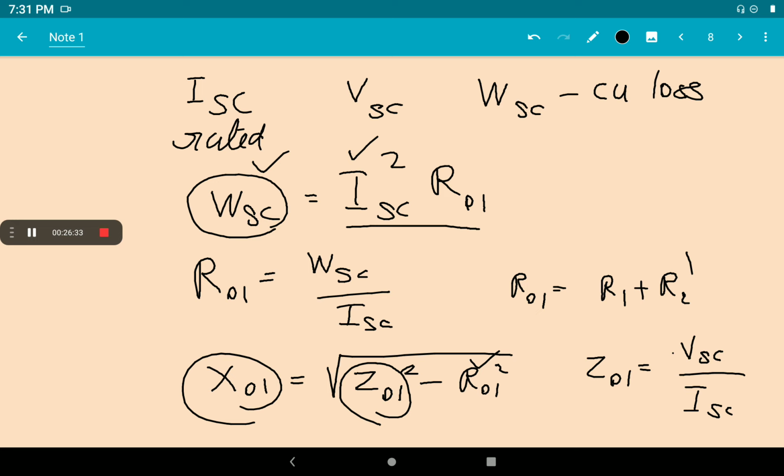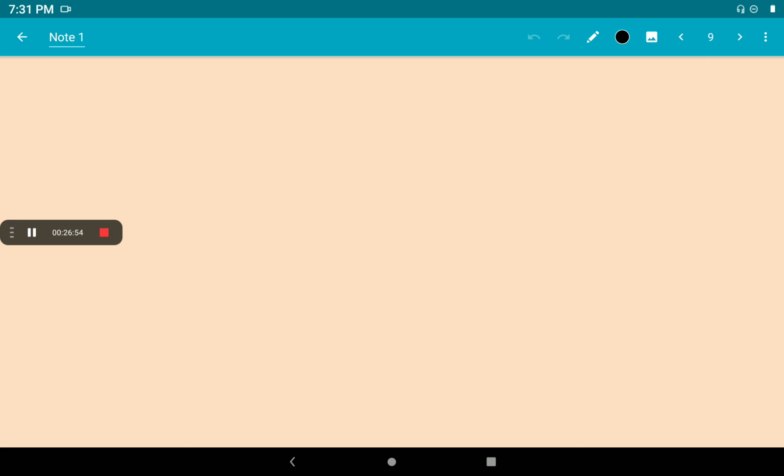So from this you can get X01, that is primary reactance plus equivalent secondary reactance. You will get all the remaining parameters of the equivalent circuit from these two tests. Here I can represent the equivalent circuit, the equivalent circuit of a transformer.